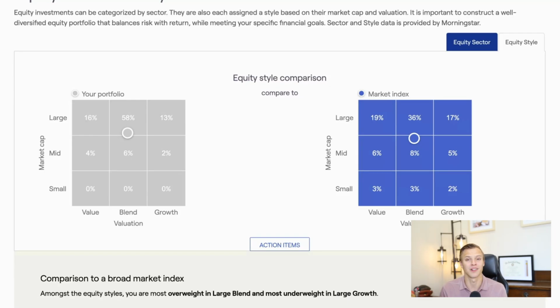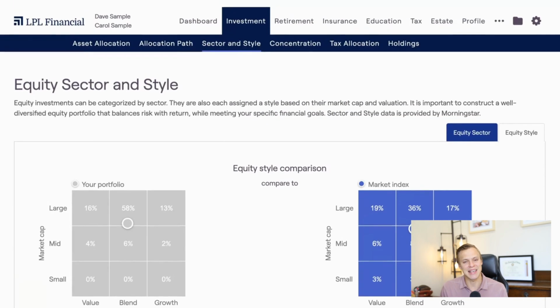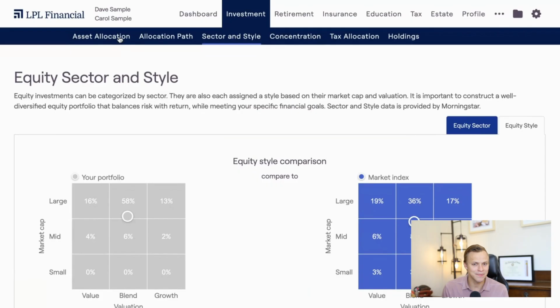If we want more large cap growth exposure, what should we do in our portfolio to achieve that? So using this in association with our concentration widget should and will help you create a diversified portfolio. The last thing that we want to look at here is asset class concentration and geography concentration.